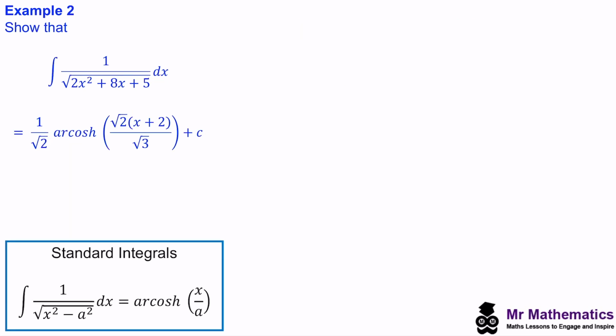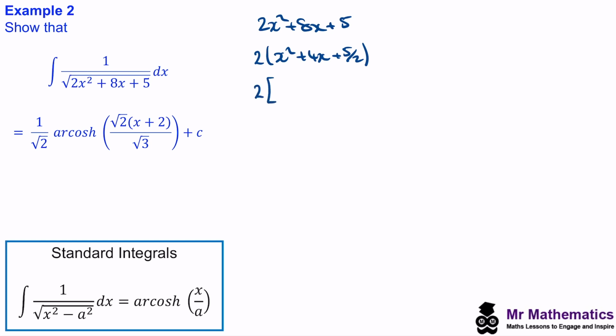Okay, so in question 2, this is a bit more difficult because the coefficient of x squared is no longer 1 or no longer a square number. So before we can use completing the square, we need to factor out this 2. So we'll write 2x squared plus 8x plus 5. We'll factor out the 2, so we get x squared plus 4x plus 5 over 2. And then we'll complete the square of this.